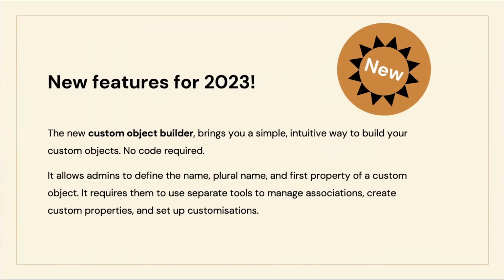Some of the new features got released at Inbound just recently for 2023. The new custom object builder brings you a simple and intuitive way to build your custom objects. No code required, which is one of the great things HubSpot does, is allow you to do things within the platform without knowing anything about coding, which is great for people like me. It also allows admins to define the name, plural name, and first property of a custom object, and it really works well. So Peach might teach us a little bit more about this new feature that's only been released this year, which is the Custom Object Builder.